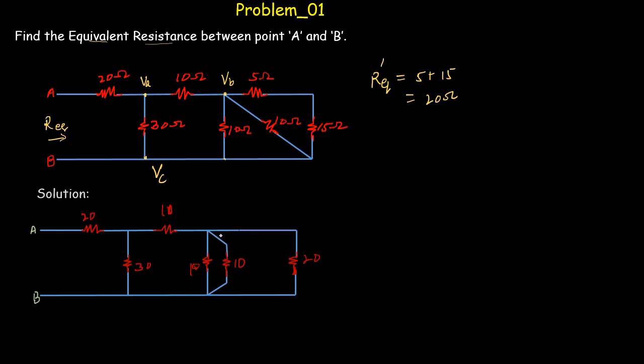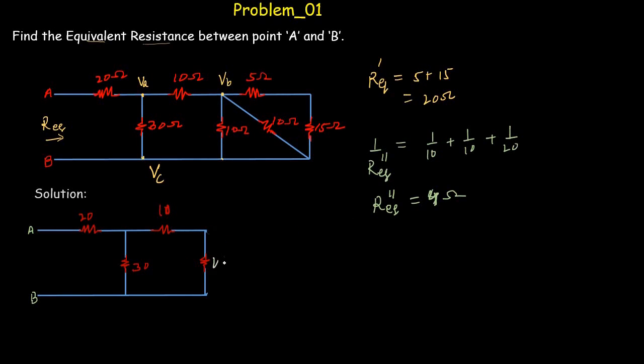Now if you analyze this network, you would see that these 3 resistors are in parallel because one end of these 3 resistors is connected to this point and the other end of these 3 resistors is connected to this point. So the equivalent of these 3 resistors, 1 divided by R equivalent double dash, will be equal to 1 divided by 10 plus 1 divided by 10 plus 1 divided by 20, because these 3 resistors are in parallel. So by using a calculator, you will get R equivalent double dash equal to 4 ohms. So we can replace these 3 resistors by an equivalent resistance of 4 ohms.